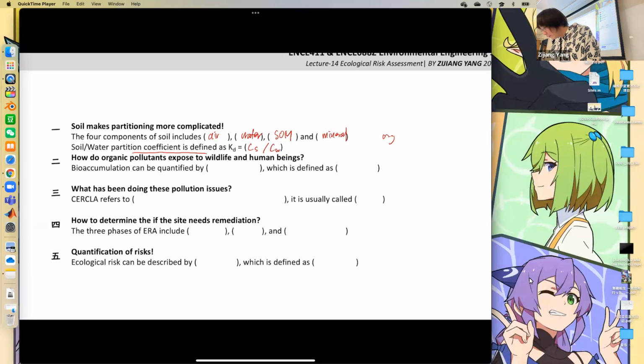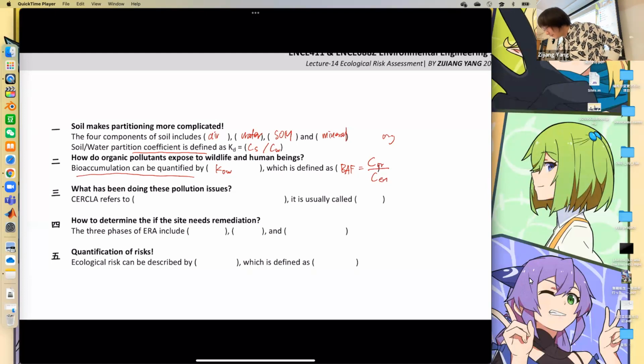So bioaccumulation can be quantified by, well, for this one I didn't talk about it in the lecture. It can be quantified by log KOW. Basically, the bioaccumulation factor is positively proportional to KOW, and the bioaccumulation factor equals the concentration in the organism divided by the concentration in the environment.